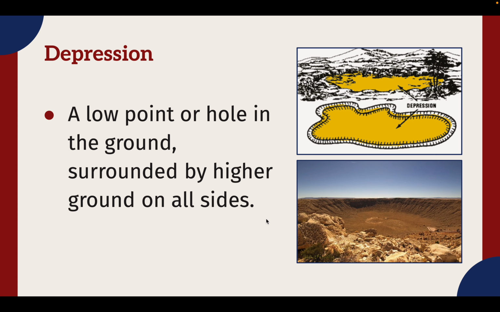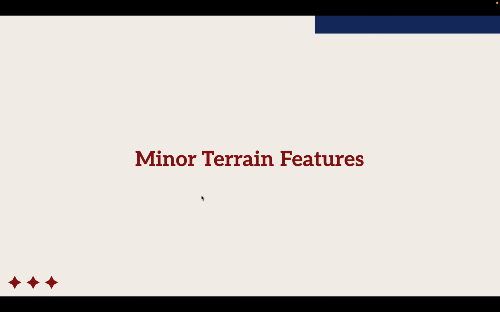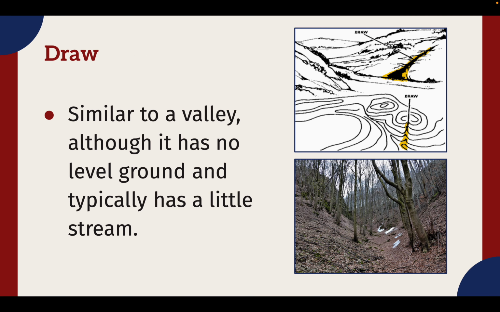So depression, typically we won't see these too much because they'll be filled up with water or something if you go to FTX. But as you can see, this one's in a desert, and it's basically just a dip in the middle of the ground, and you can tell that something's a depression by these tick lines you can see all along the edge. They'll be going in.